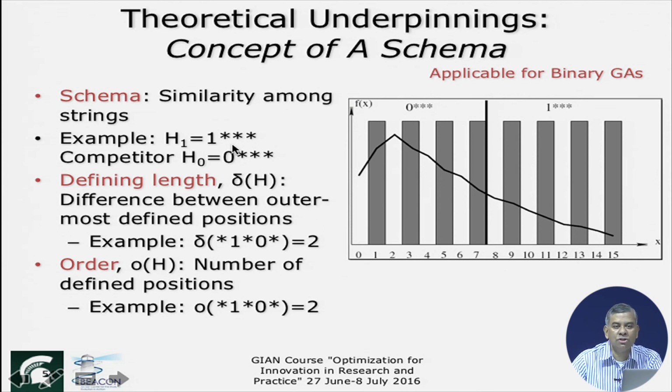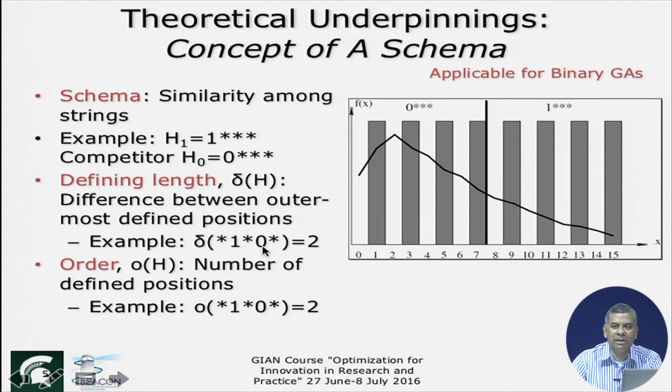So what is the defining length of this schema? What are the two outermost defined positions? There is no 8, there are only 4 bits. So this is the first bit, second bit, third bit, fourth bit. So what bit is this? First bit. And what is the left and rightmost? The same one. So leftmost is first bit, rightmost is first bit. So what's the difference? 0. So this one has a defining length 0. Same as this. This one has a defining length of 2.